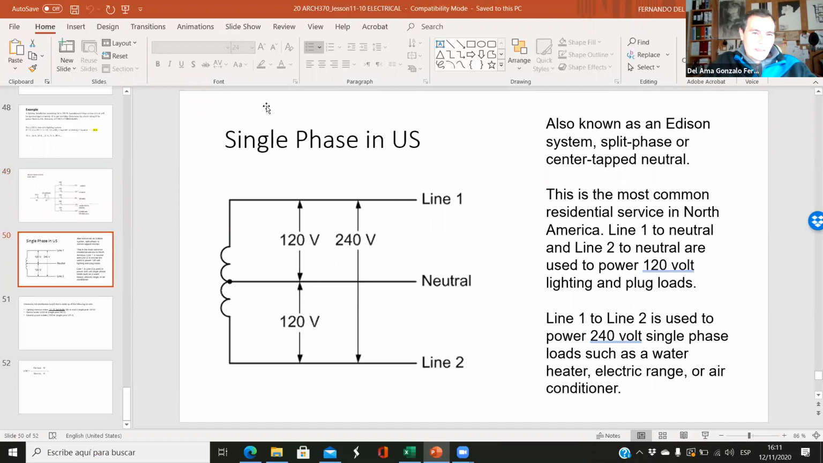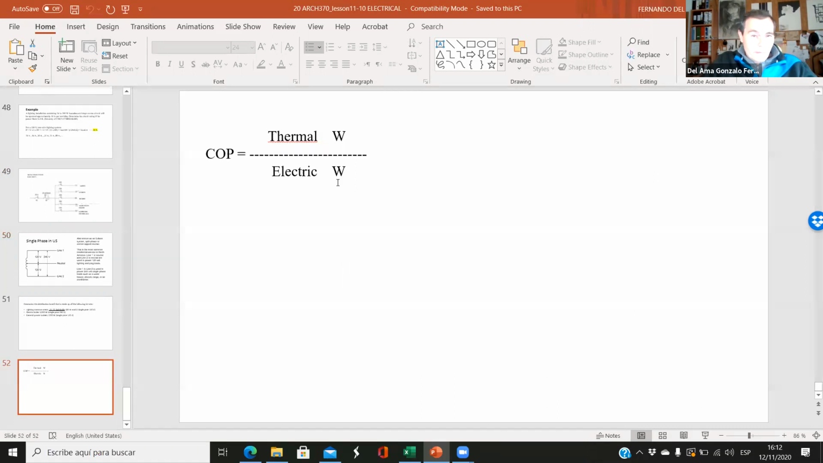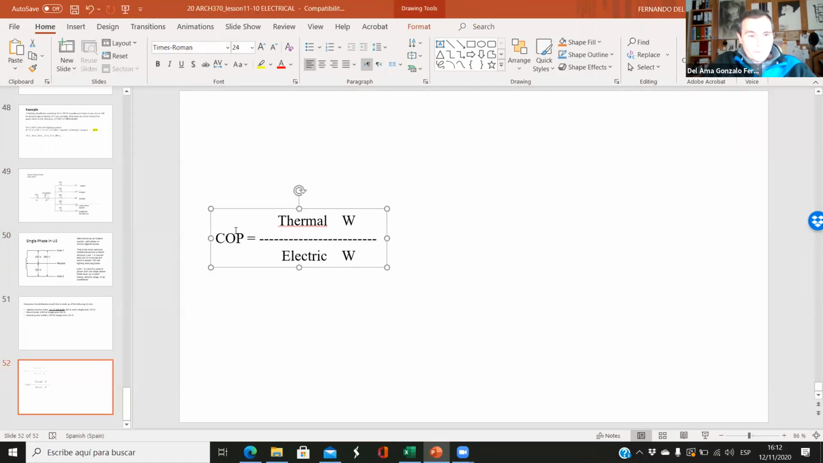If it's a single phase and we are working with the American system, the US system, you know that we can have 120 volts between the line and the neutral, or we can have 240 between two lines. So that depends on the power. As a rule of thumb, I love rules of thumb.